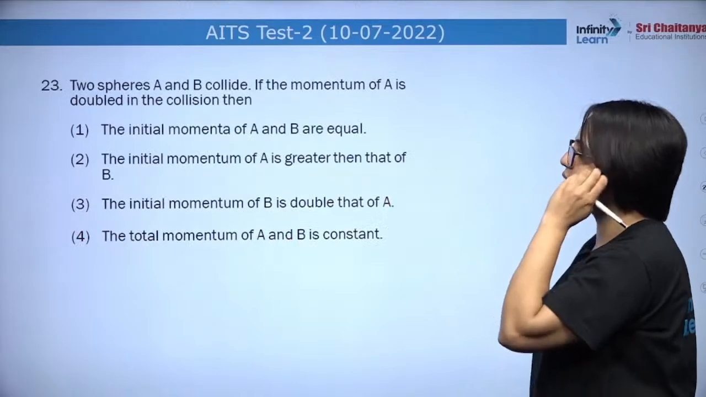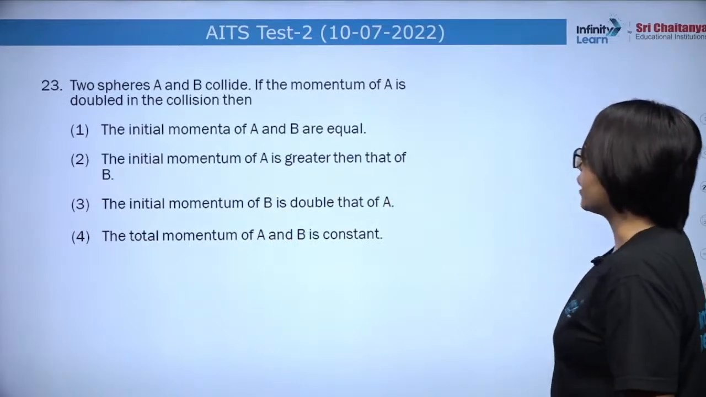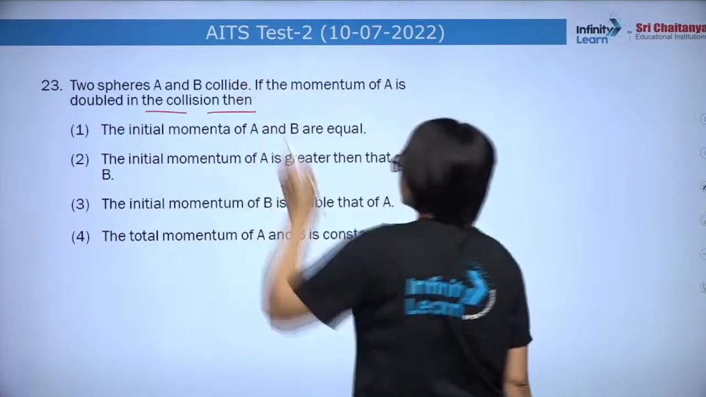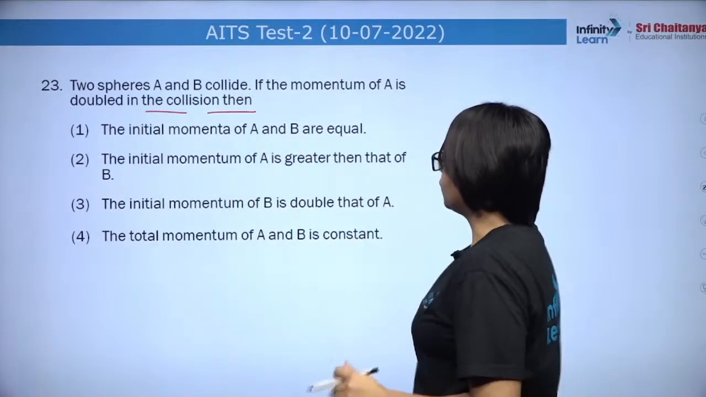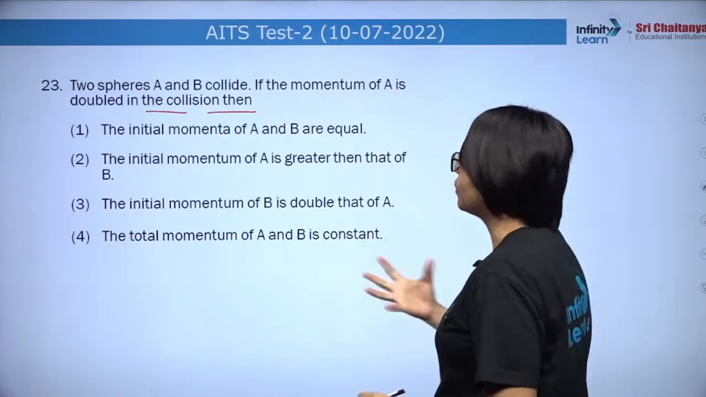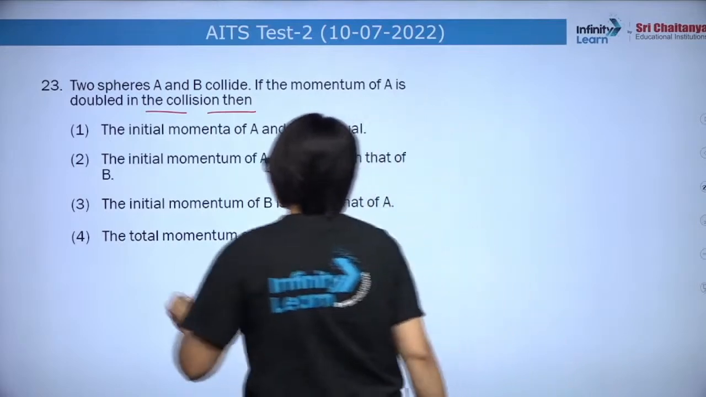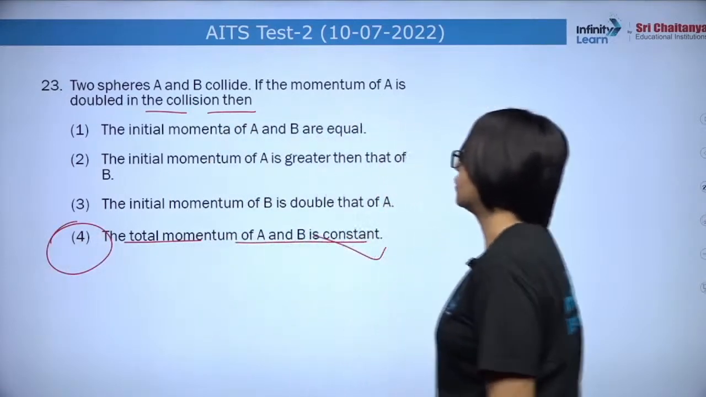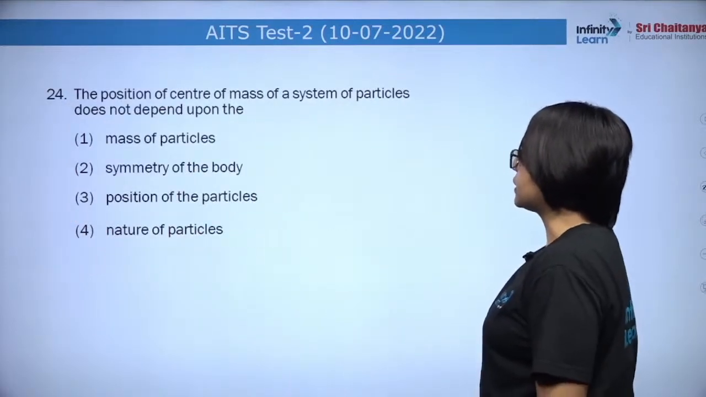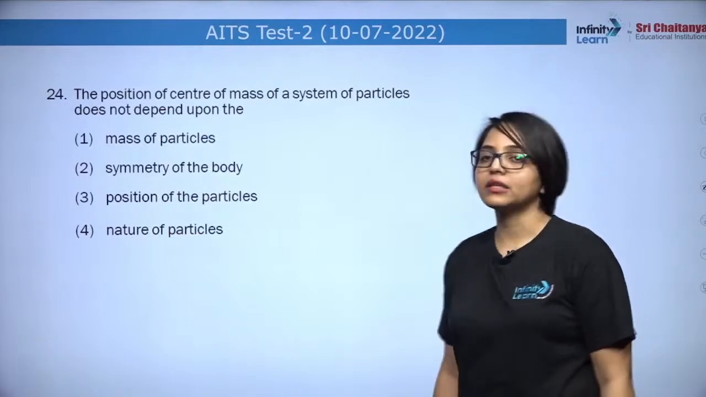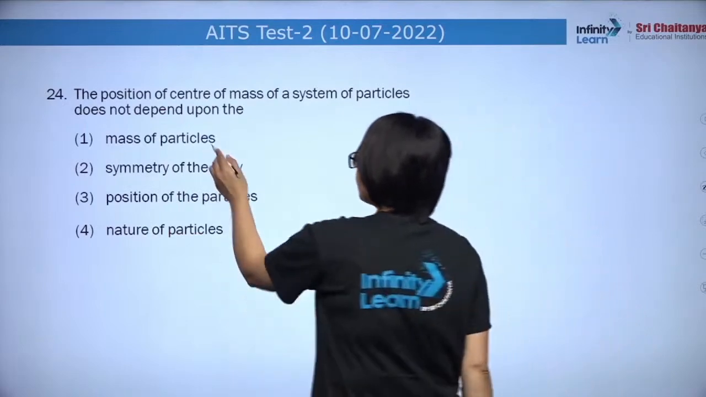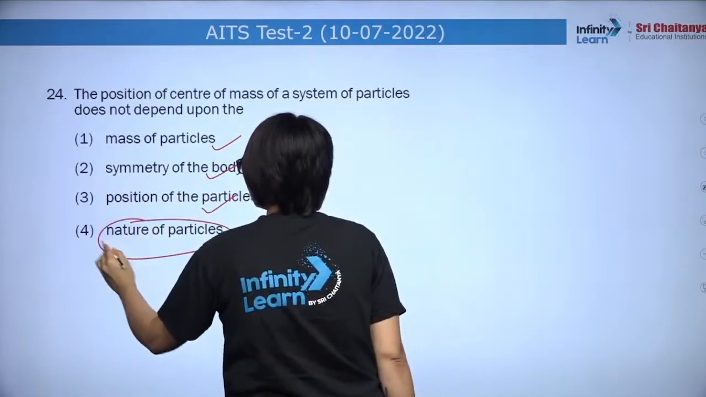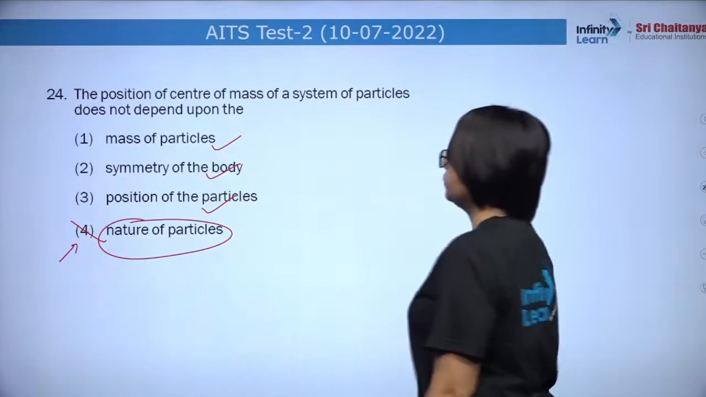Next is 23. Two spheres A and B collide. If the momentum of A is doubled in the collision, then we don't know what is the nature of the collision, but we know that in collision for sure momentum is conserved. So total momentum of A and B is always constant. So correct answer is option 4. 24. The position of center of mass of system of particle does not depend on. It depends on mass of the particle, symmetry of the body, position of the particle. It does not depend on the nature of the particle.